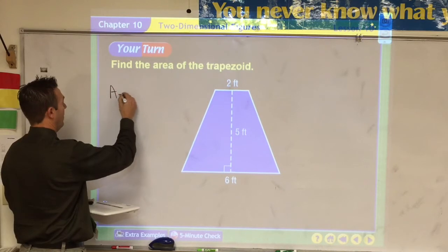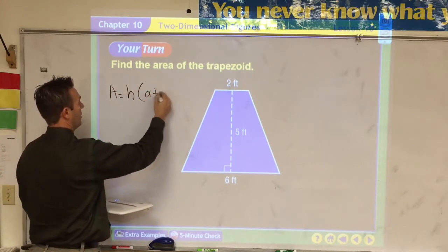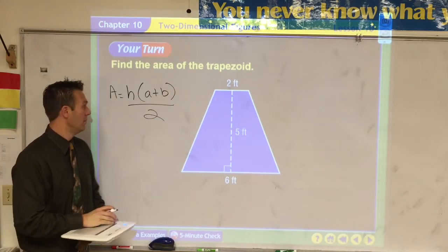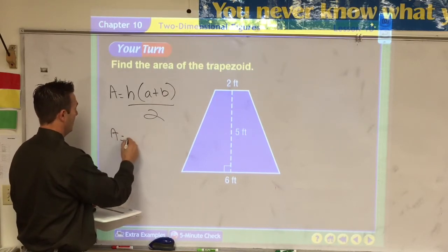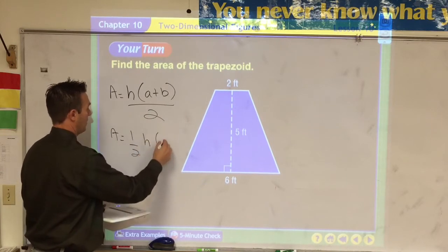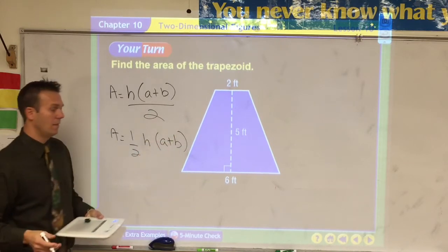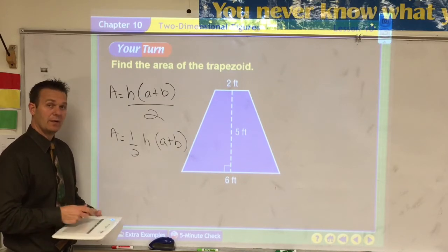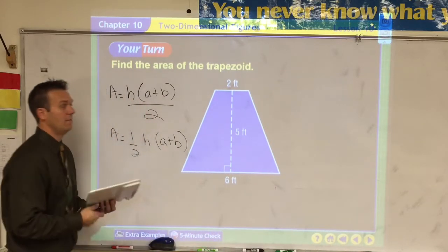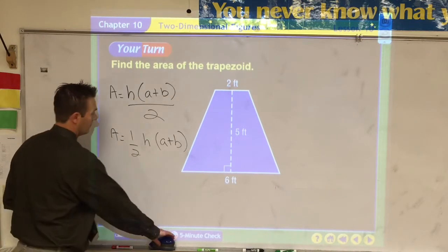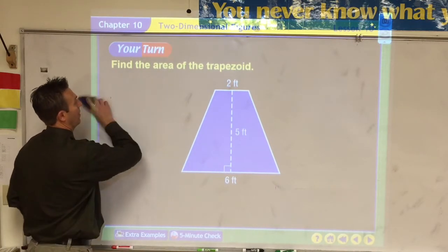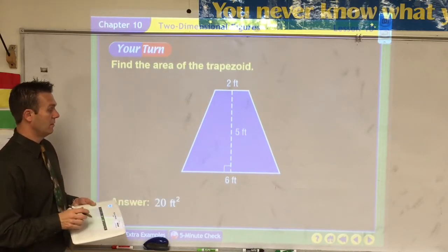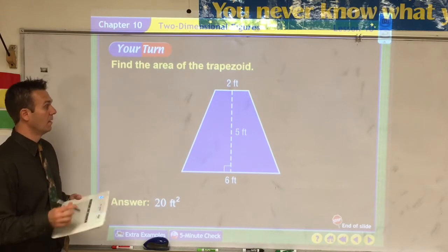If you're doing it my way, you have height, A plus B, all of it divided by 2. I like to write it that way. But again, it also works this way. If you want to do that, it's fine. Okay, either formula will work for trapezoid. Choose which one you like to use and go ahead and use it. All right, see if you can get this answer. And the answer to this one is 20 square feet.